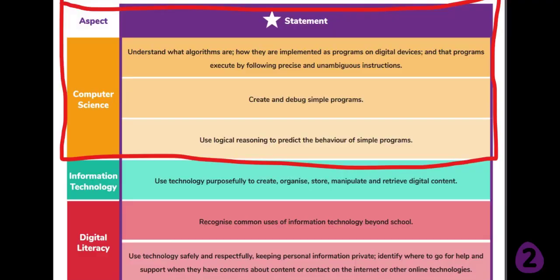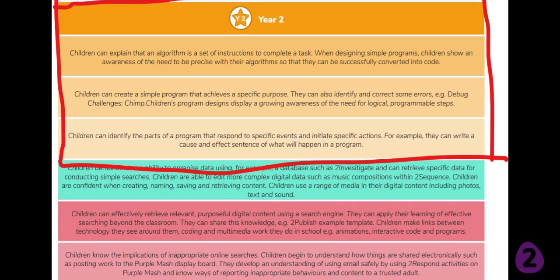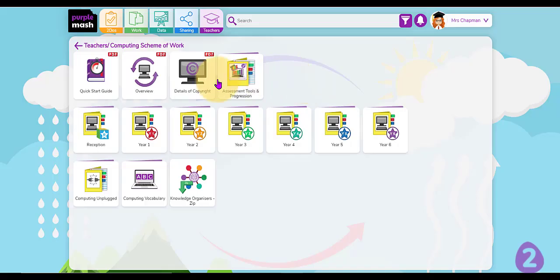The computer science aspects of the Key Stage 1 curriculum focus on the skills used in programming, such as algorithms, creating and debugging simple programs, and using logical reasoning. Let's look back now in our computing scheme of work at the Year 1 and Year 2 units that will support the teaching and learning of the computer science aspects of the computing curriculum.